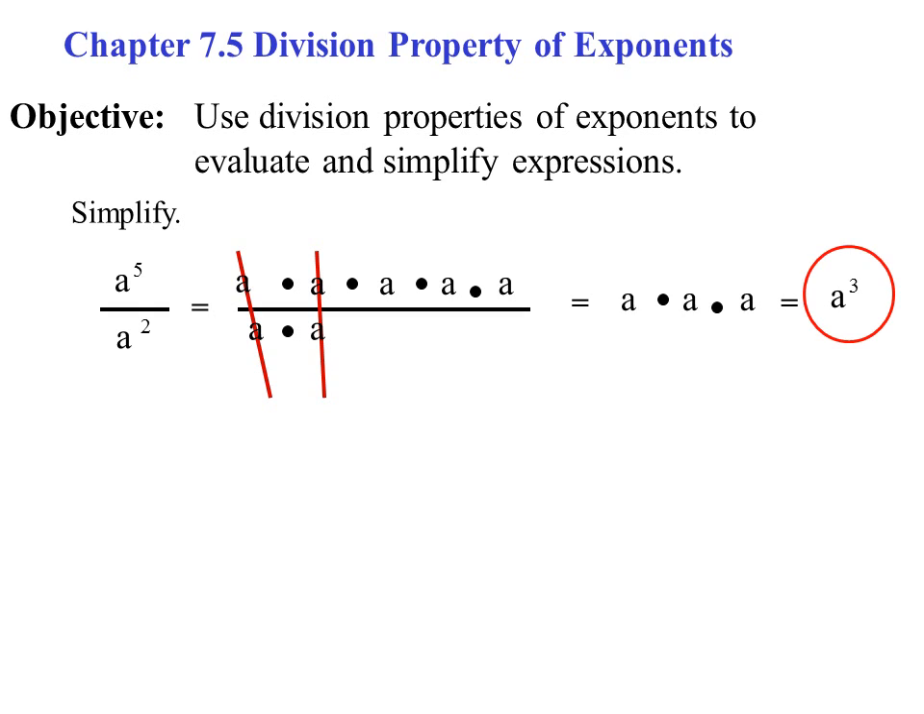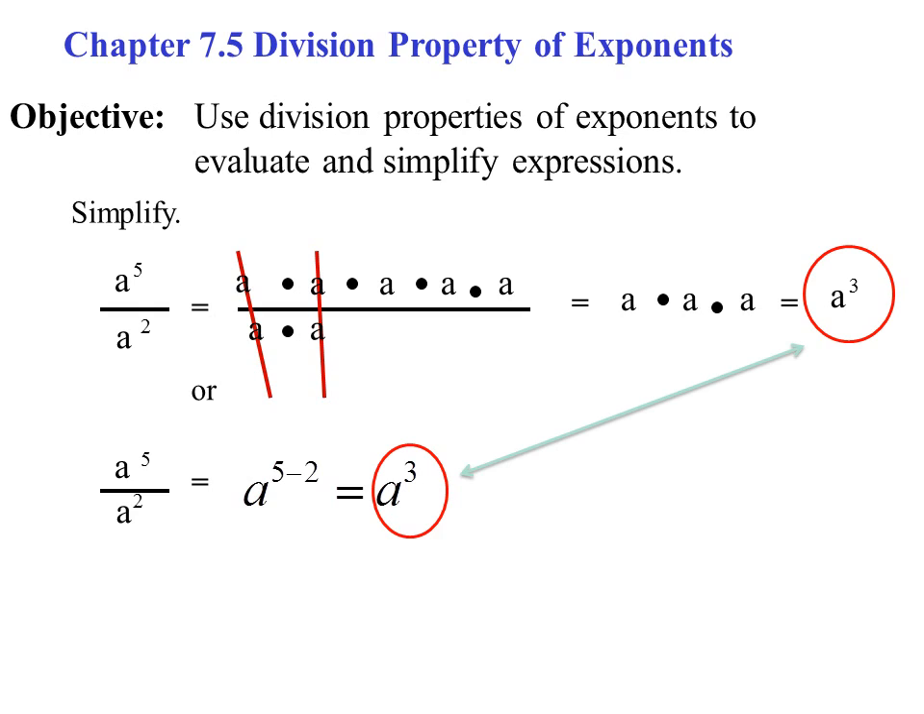Now here's the answer. How about an easier way to do it? As the division property of exponents says, you just subtract: 5 take away 2, and voila, here's your answer. They are identical, and here's my arrow to show you that they are the same.